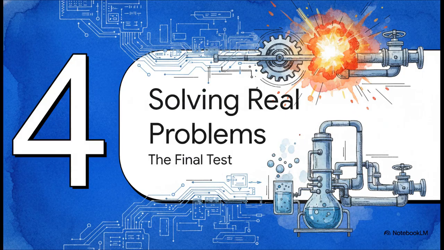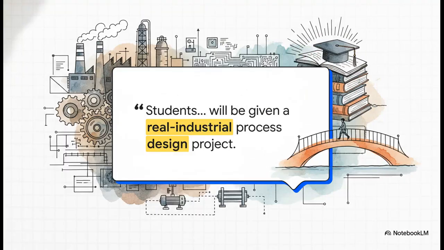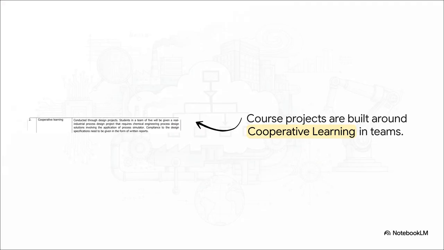So what's the grand finale? How does all this training come together? It all leads up to the final test, solving actual real-world problems where everything they've learned gets put on the line. And check this out. This is a quote straight from the syllabus. They're given a real industrial process design project. This isn't some made-up problem from a textbook. The whole point is to close that gap between what you learn in a classroom and what you do on the job. But here's the kicker.